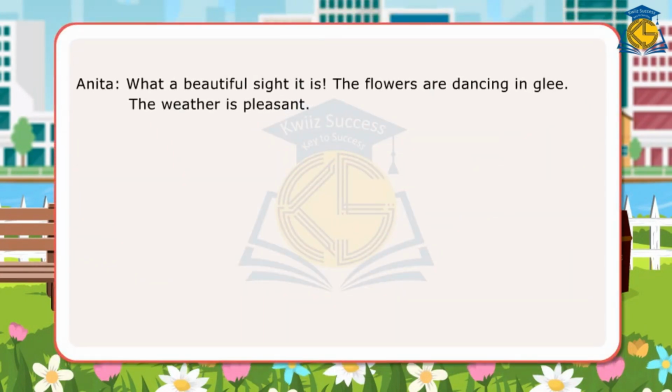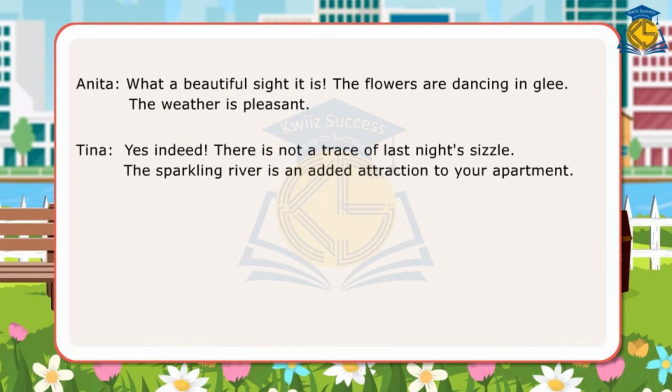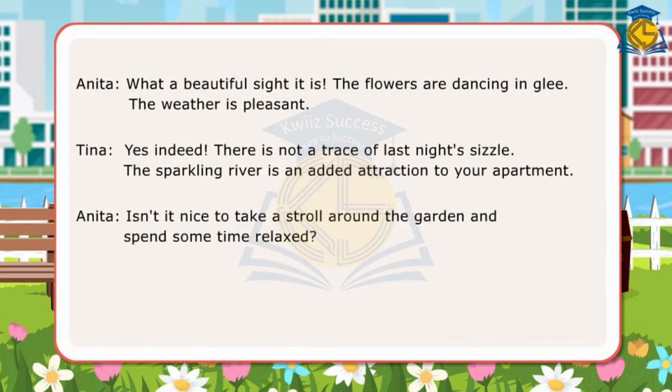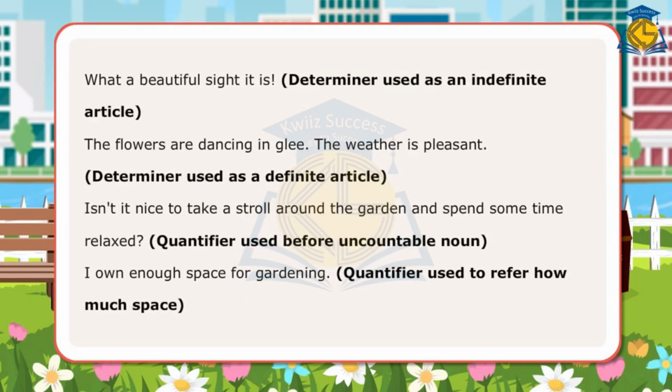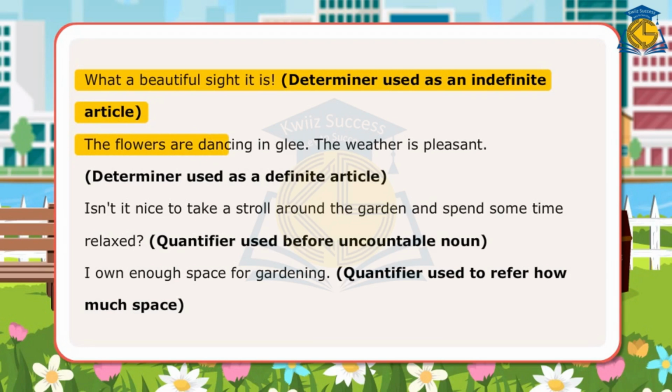In the above dialogues, the two friends have used determiners and quantifiers to tell about the nouns and their quantity. Here are a few examples. What a beautiful sight it is. Determiner used as an indefinite article. The flowers are dancing in glee. The weather is pleasant. Determiner used as a definite article.